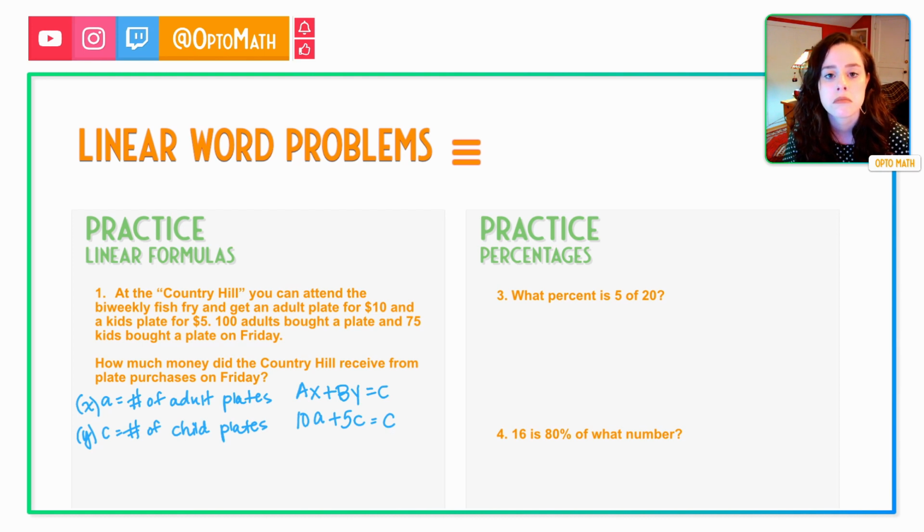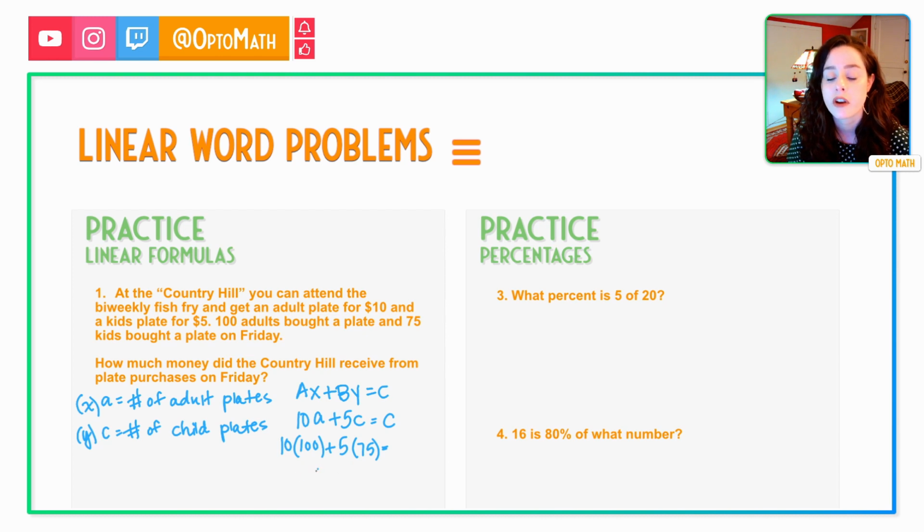So we know what A and C are because it tells us 100 adults bought a plate. So that's going to be 10 times 100. So we're substituting for A here. And how many children bought a plate? 75. So that's our C, our little c. Now, if you're going to use little c for your Y value, I can see how it's going to be confusing with this big C. But you don't even necessarily need to write this big C. You really need to be concerned with this section right here.